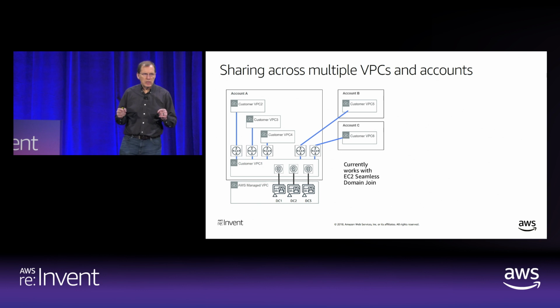Now, today, this currently works with EC2 seamless domain join only. Right now, that's the only solution that works. With RDS SQL Server, currently, you still have to have the directory in the same VPC.